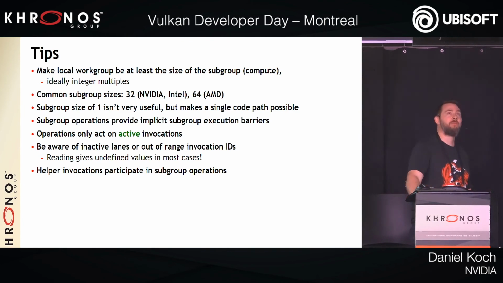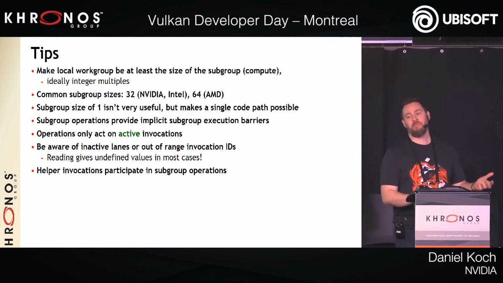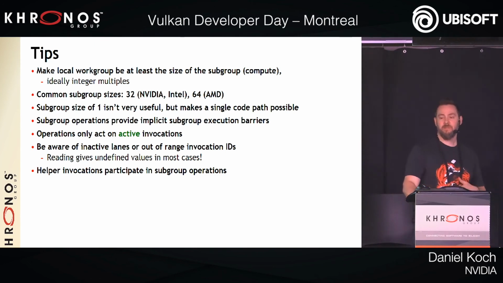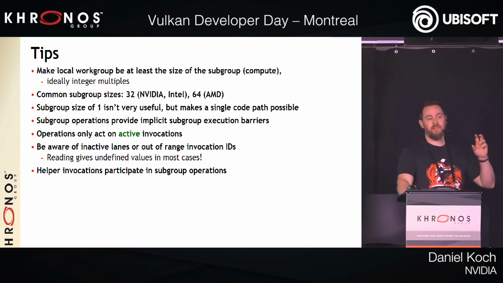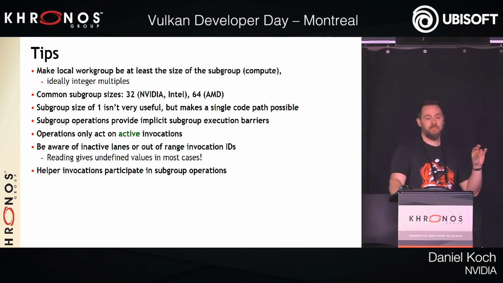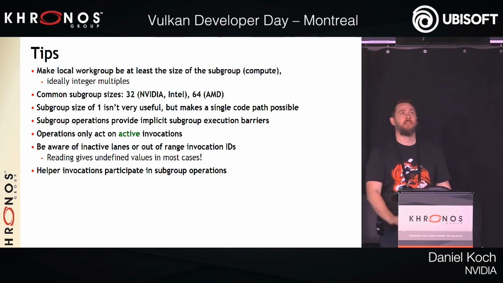And if you're running in a fragment shader, helper invocations will participate in a subgroup operation. So while they don't store to memory, you're going to get some extra threads that you may not have thought about. For example, if you're on the edge of a triangle, your pixels are always going to run in groups of 4 in a quad. The ones that fall outside the triangle are called helper invocations.